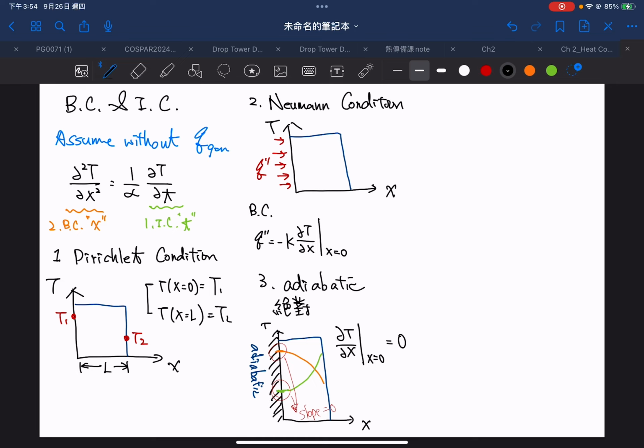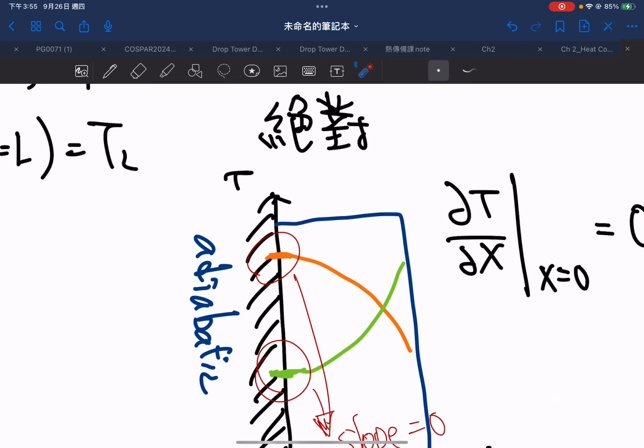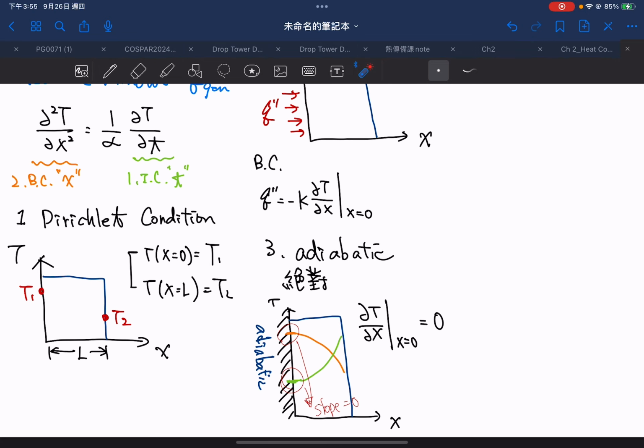So this is the turn of the slope. Okay, it's because the wall is an insulator, so the temperature won't change at that point. So at the precise point at the wall, the slope of the temperature won't change. So the slope will become 0. So this is the boundary condition with adiabatic condition.